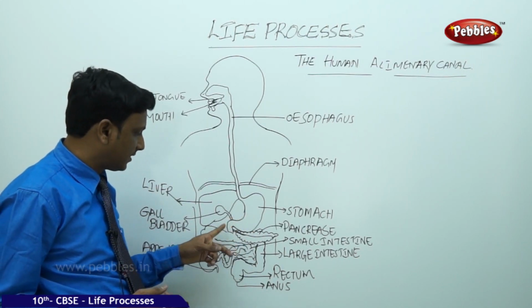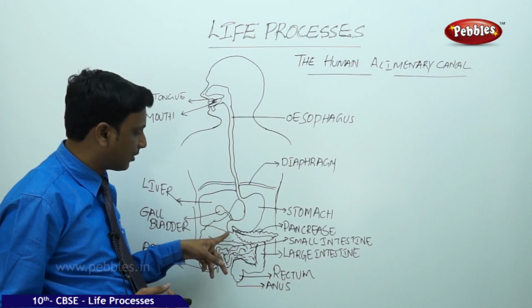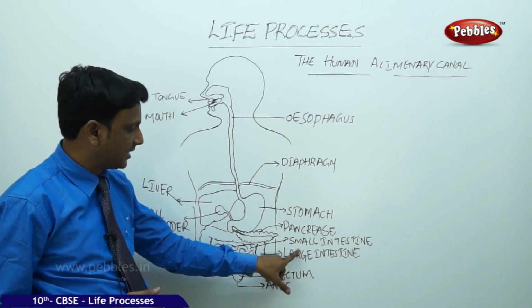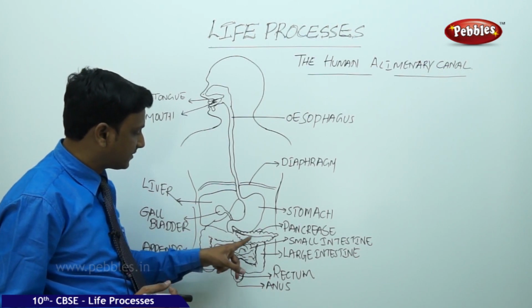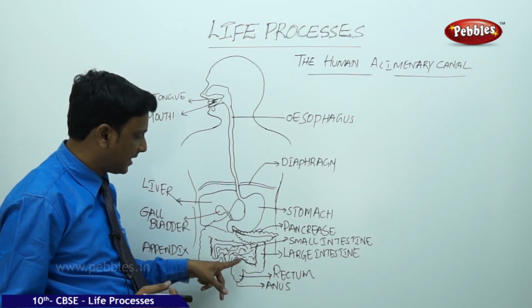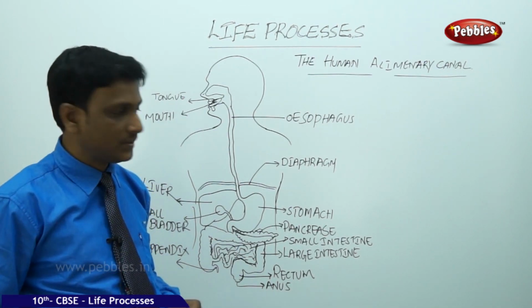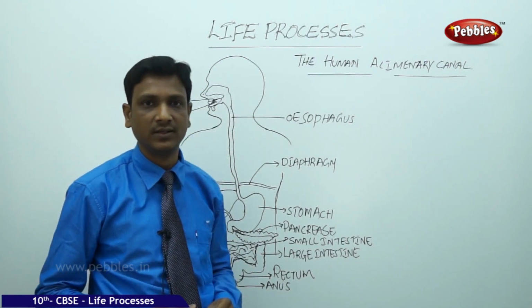From the stomach, you can see that at the end of the stomach, glands like liver and pancreas are all connected, and it continues as small intestine, and the small intestine continues as large intestine. The undigested food is passed through the large intestine, reaches the rectum, and from there through anus it is excreted out. So here are the various parts of the human alimentary canal.